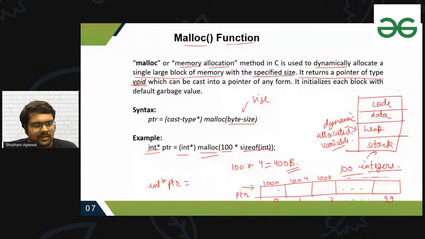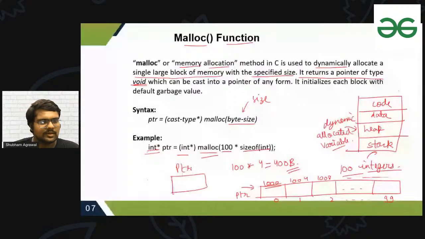If we have PTR here, PTR will contain 1000, so 1000 will be its value. So this is about the malloc function.